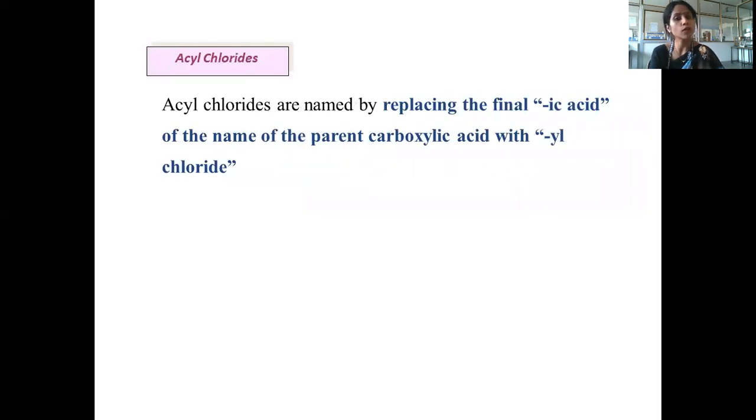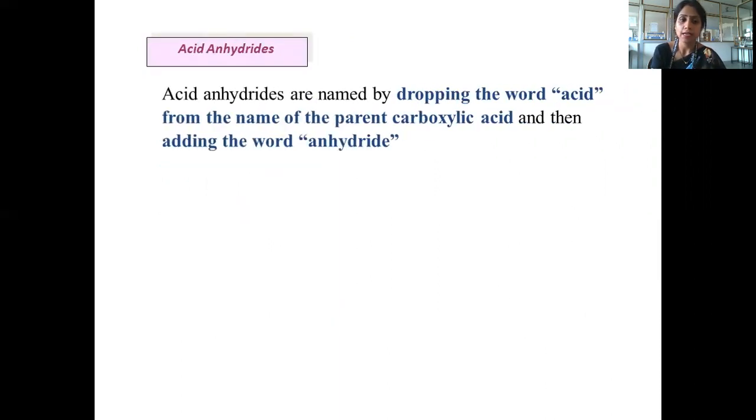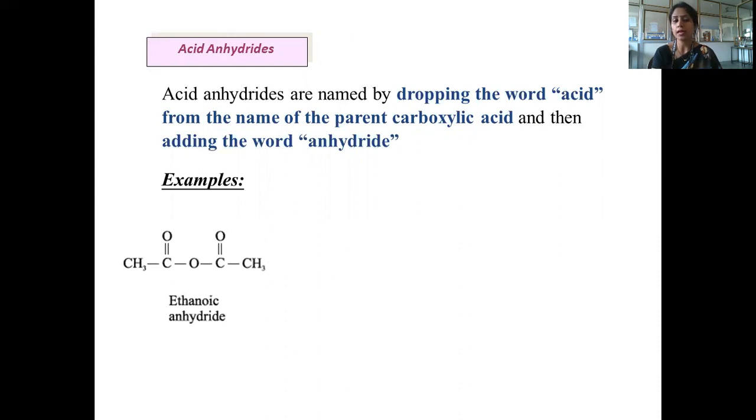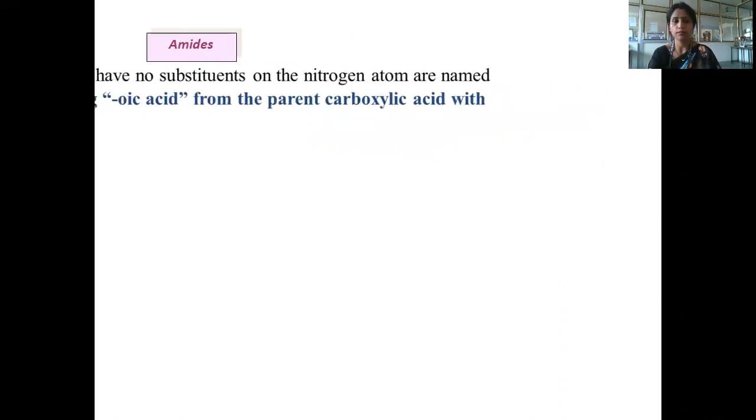Then we see what are acyl chlorides. For acyl chlorides, the final ic acid is replaced by yl chloride. For example, ethanoyl chloride, because there are 2 carbons, and with 3 carbons it is propanoyl chloride. Similarly, acid anhydrides are named by dropping the word acid from the name of the parent carboxylic acid and then adding the word anhydride. So, ethanoic anhydride, ethanoic propanoic anhydride, benzoic ethanoic anhydride.